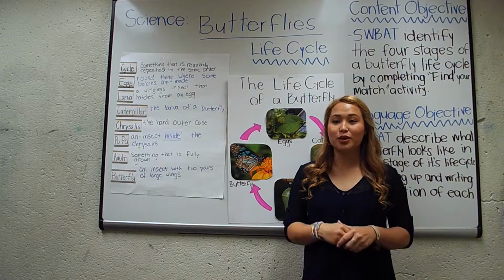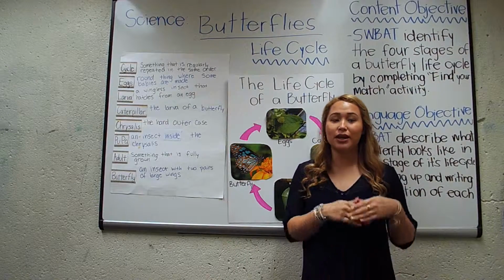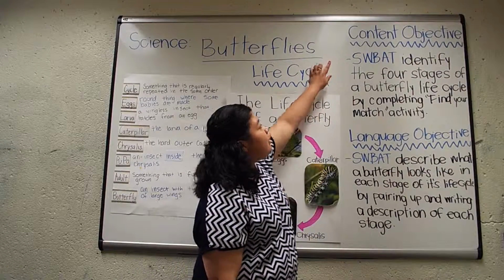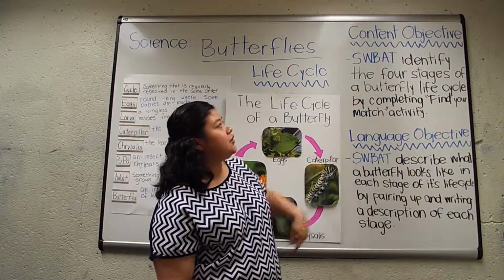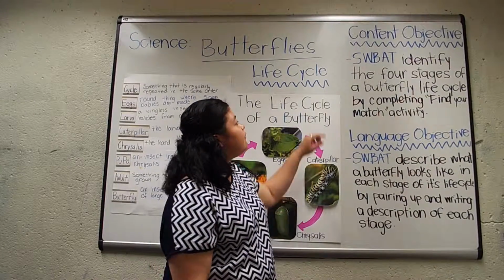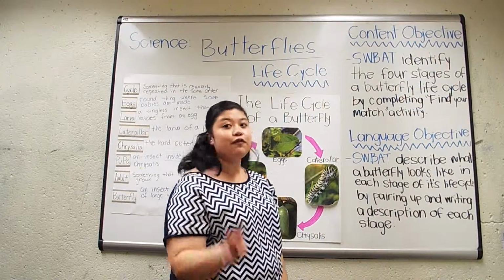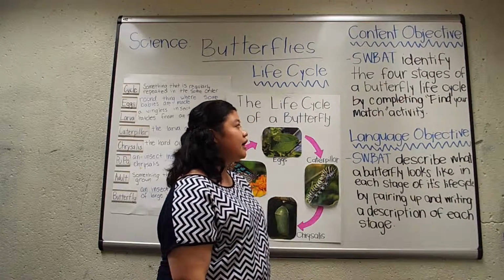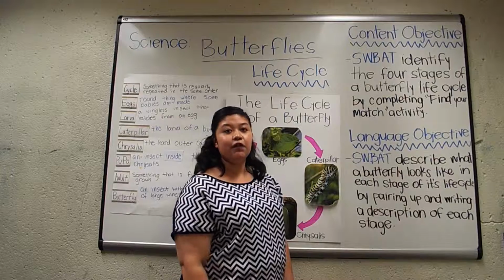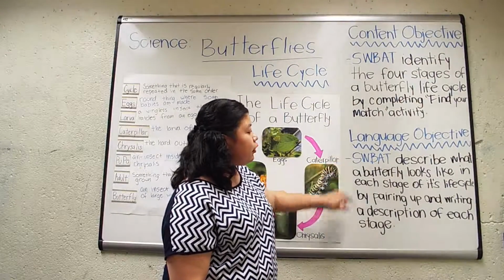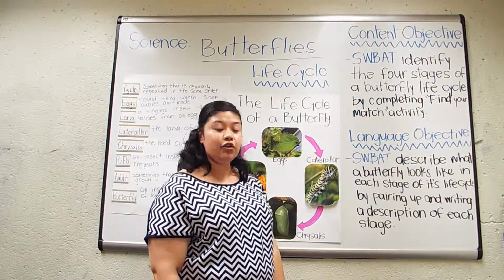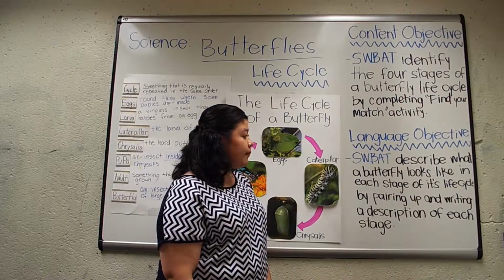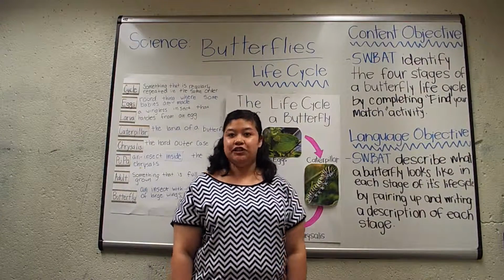Okay, so now we're going to go on to an activity where we can practice what we learned. Before we start our activity, we're going to go over the content objectives and the language objectives. So for content objectives, students will be able to identify the four stages of a butterfly cycle by completing the Find Your Match activity. For the language objectives, students will be able to describe what a butterfly looks like in each stage of the life cycle by pairing up and writing a description of each stage.